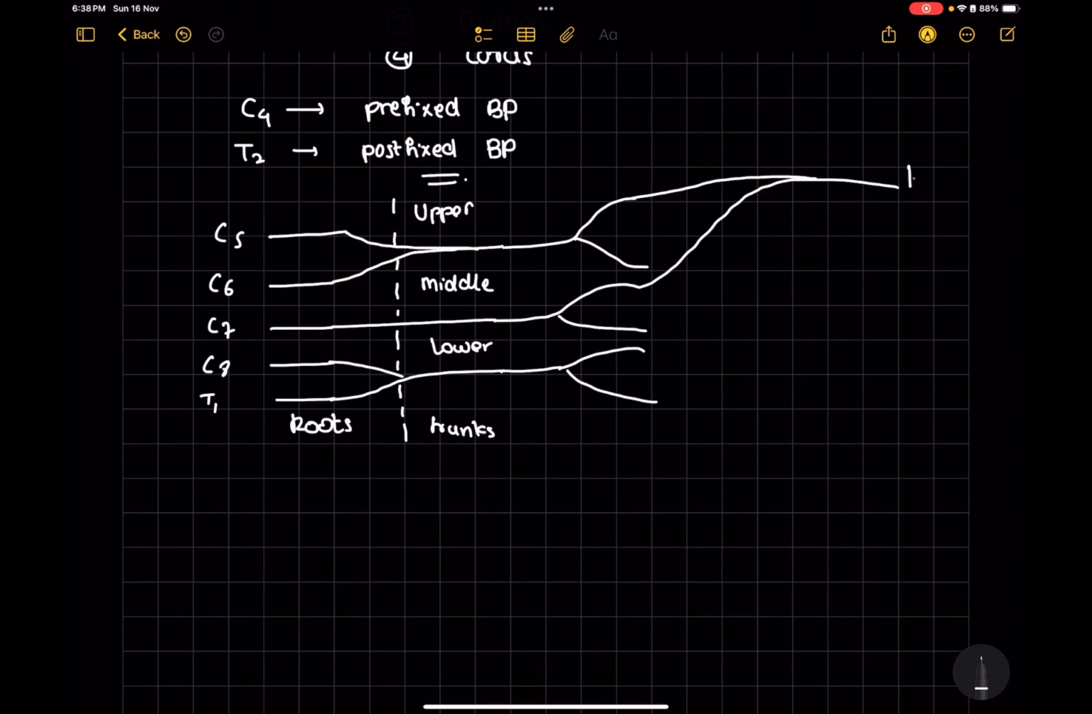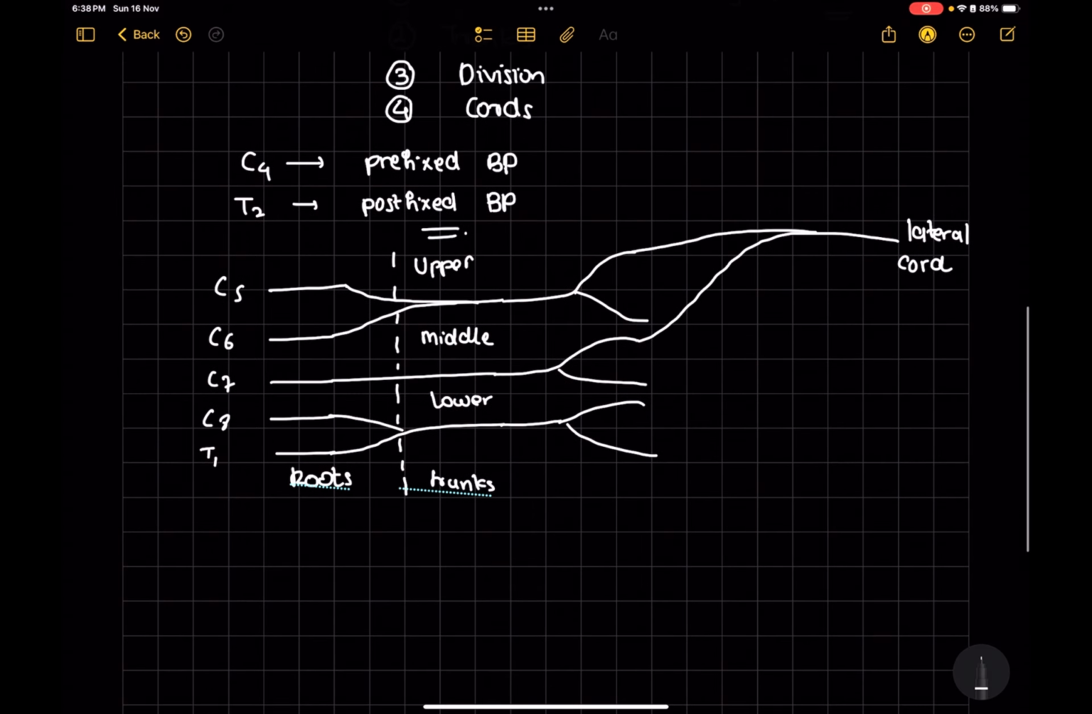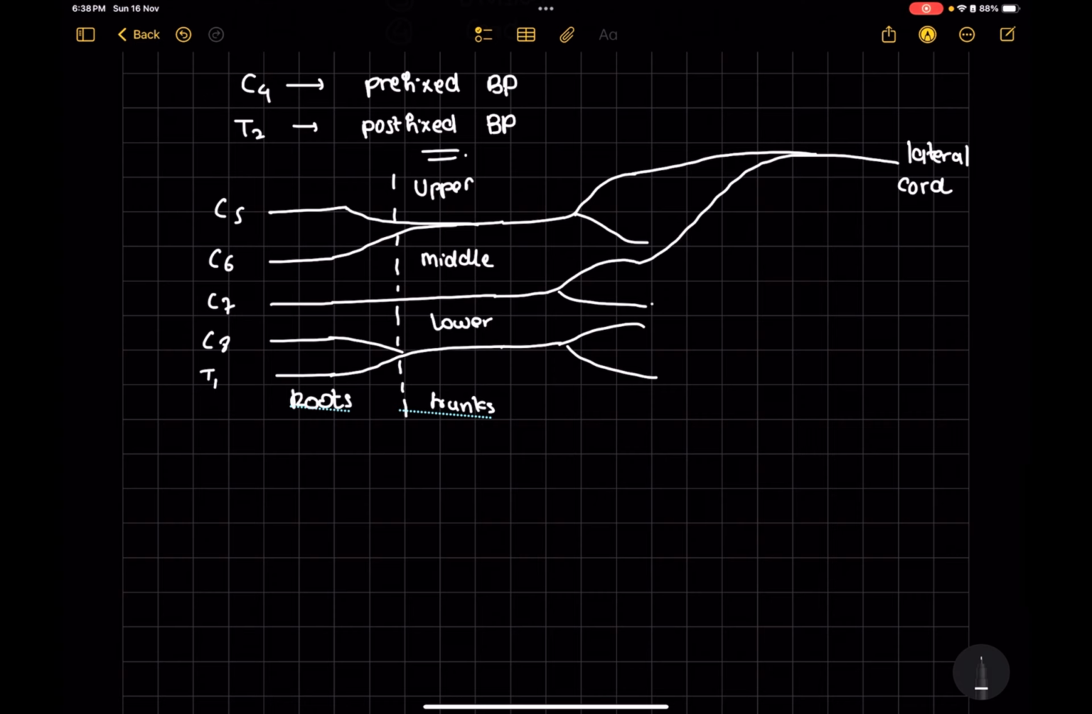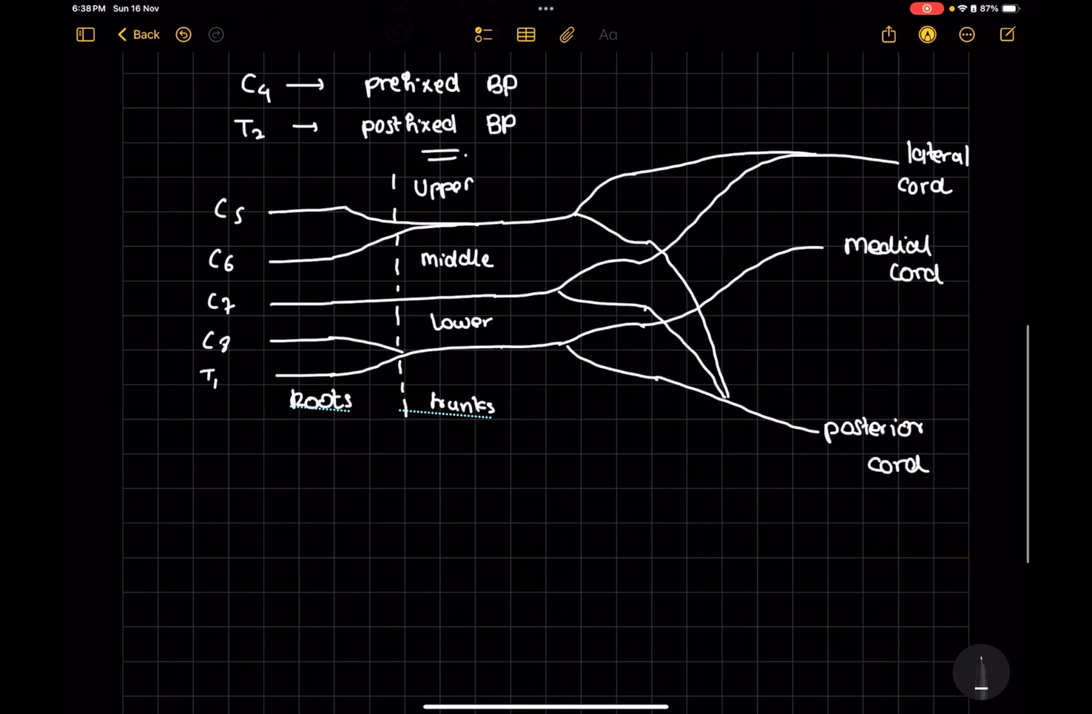And they give rise to lateral cord. The anterior division of the middle trunk continues as the medial cord, and the posterior division, the anterior division of the lower trunk gives rise to medial cord, and the posterior division of all three trunks converge and they give rise to one single cord, which is the largest cord also, that is the posterior cord. Okay, so what happens?